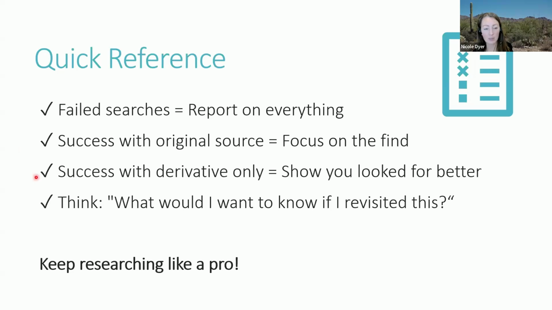Then if you have success by only finding the derivative, show that you looked for the original and show that negative search, because you will probably eventually want to go find that original somewhere if you can. And just remember to consider, what would I want to know if I revisited this research? So hopefully that helps you to write your research report and keep researching like a pro.